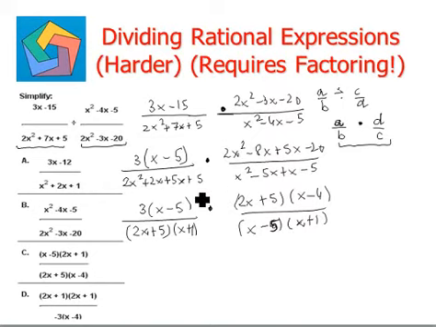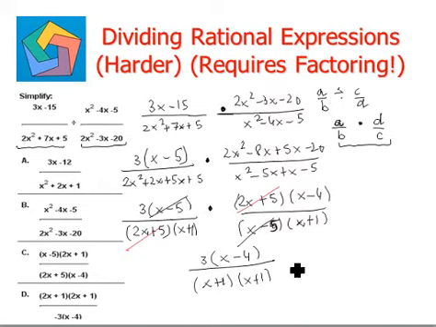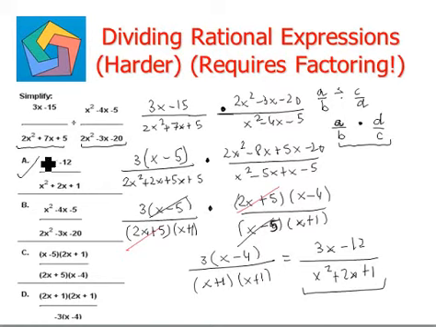So we see what all can be cross cancelled. The x minus 5 cancels with the x minus 5, then 2x plus 5 cancels with the 2x plus 5, and we're finally left with 3 times x minus 4 divided by x plus 1 times x plus 1. So applying the distributive law, 3x minus 12 in the numerator divided by x squared plus 2x plus 1. This is the final answer and can be seen in option A.